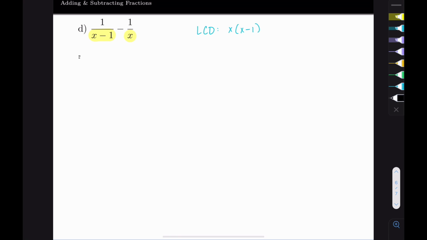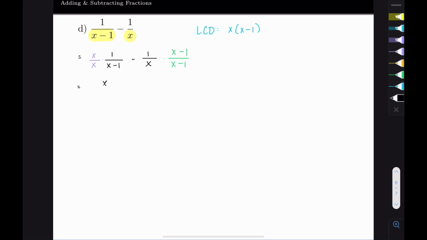So what I need to do is take this first expression, and the thing that's missing from it is an x. So I'm going to multiply it by x over x. And I want to subtract this second expression, and the thing that's missing from its denominator is this factor of x minus 1. So both top and bottom have to get multiplied by x minus 1 to not change anything.